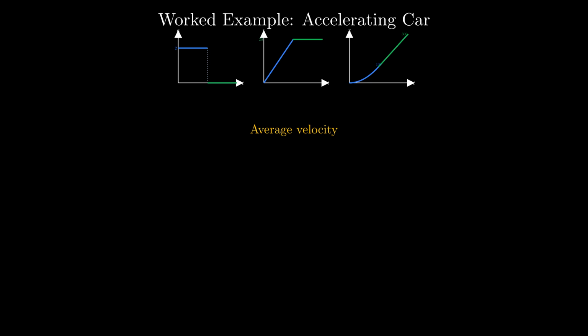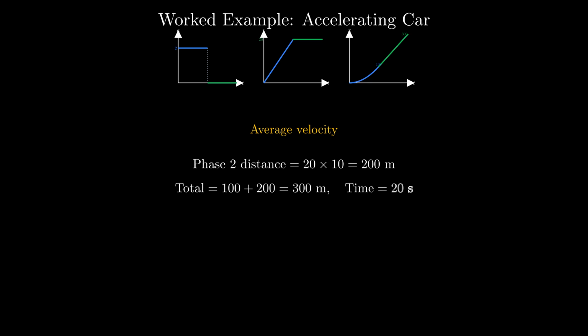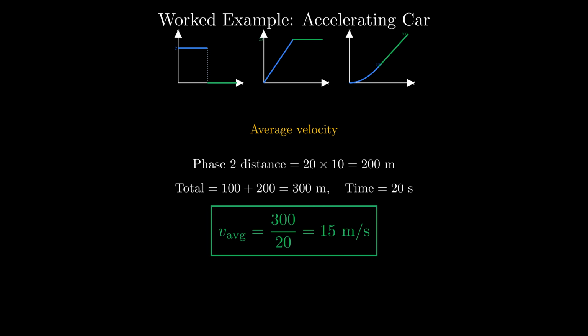For the average velocity, during the constant speed phase, the car covers 20 times 10 or 200 meters. The total distance is 100 plus 200, which is 300 meters. The total time is 20 seconds. So the average velocity is 300 divided by 20, which is 15 meters per second. Notice the car covered twice the distance at constant speed as it did during acceleration, even though both phases lasted the same time. The higher velocity throughout the second phase explains this.